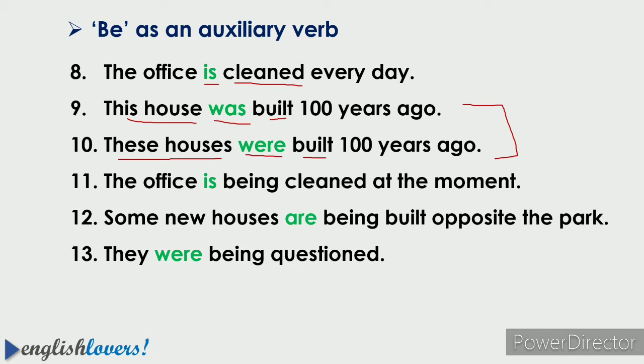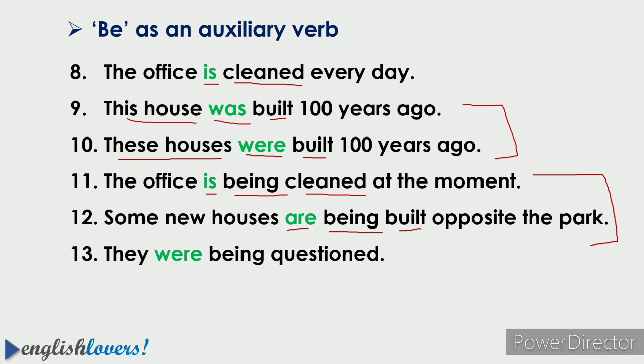The next two sentences: the office is being cleaned at the moment. Here is and being, both of them function as auxiliary or helping verbs. And in the next sentence, some new houses are being built opposite the park. Here also are and being function as helping verbs, and the main verb in the first is clean and in the next is built, which is a past participle. So these two sentences are also in passive form, but as being is there, the tense is present continuous tense or present progressive tense, and the aspect is passive aspect.